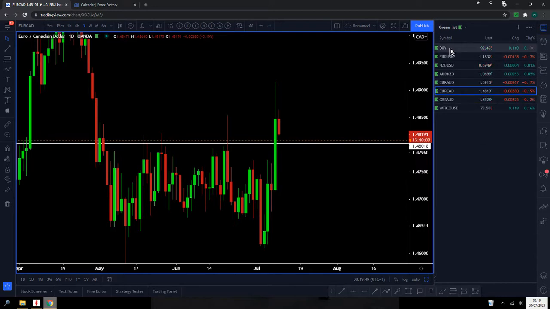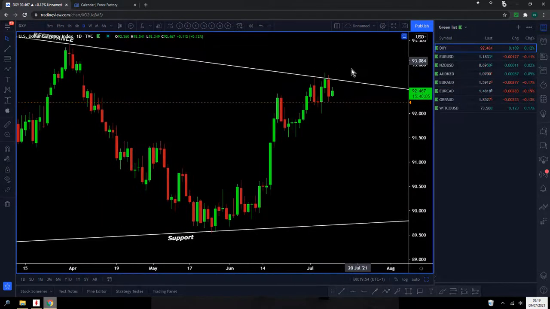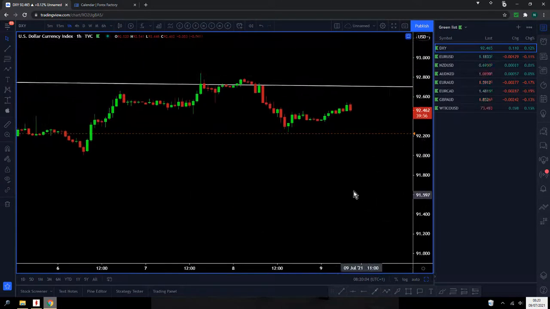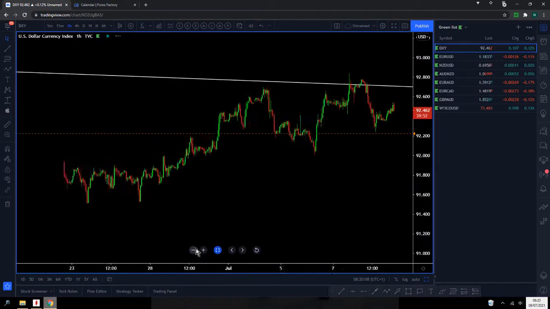So yeah, that's it, guys. So keep your eyes on dollar index. If we get a break of that candle 3 here, yesterday's daily candle basically, then that could be a sign that we're going to see the start of some downside. So let's see what happens, guys.